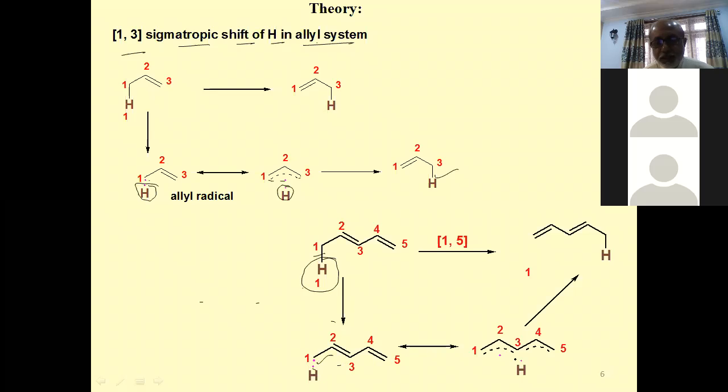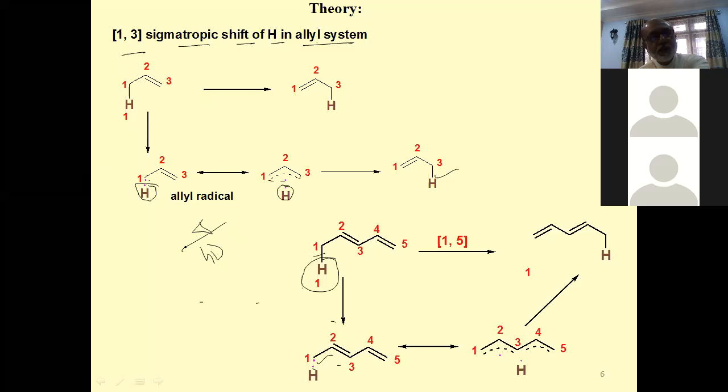Then this hydrogen will be migrating from position 1 to 5, but during that migration it has to follow all the rules of pericyclic reaction, orbital symmetry, etc. This is what we are going to study. Then we have to see whether the reaction is going to take place under thermal conditions or under photochemical conditions. So this also we have to understand.